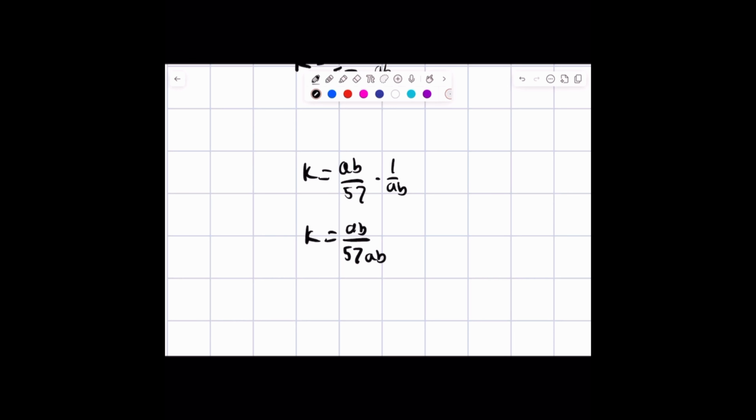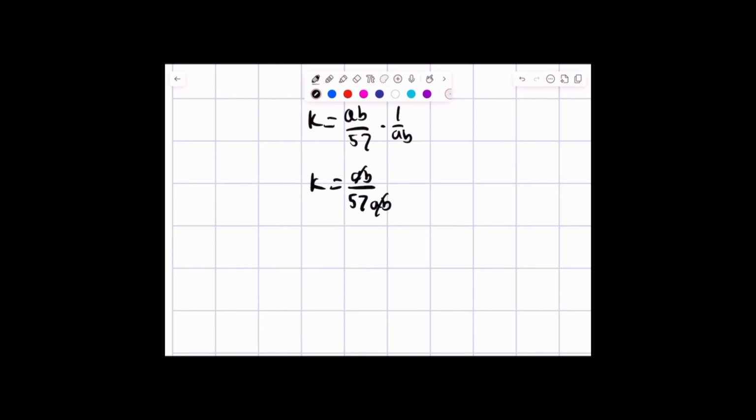And now we have AB on top and AB on the bottom. So if we have AB in both locations, we could take from both locations to simplify this. So simplifying it by canceling out AB and AB would give us K is equal to 1 over 57. And that's our answer.